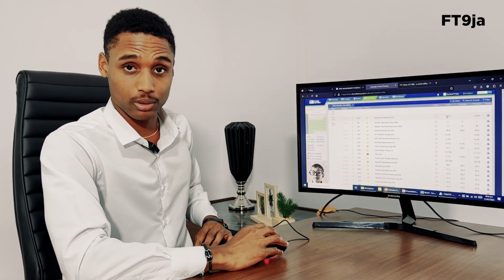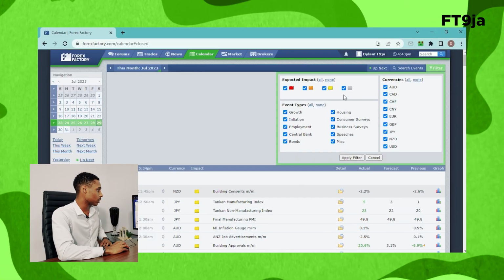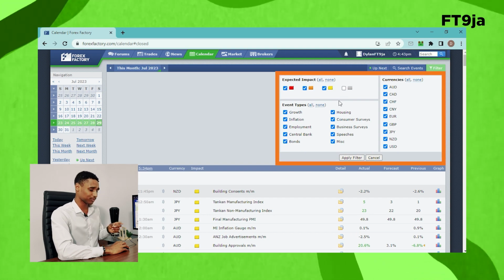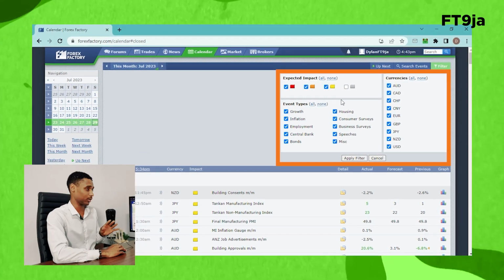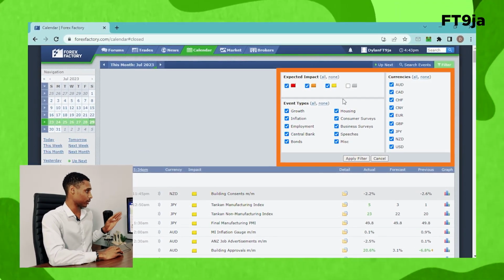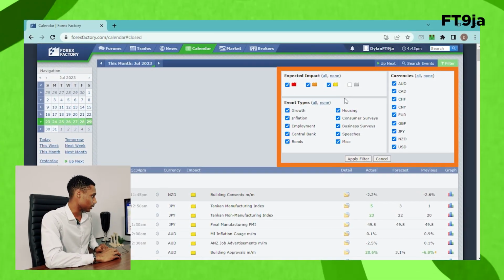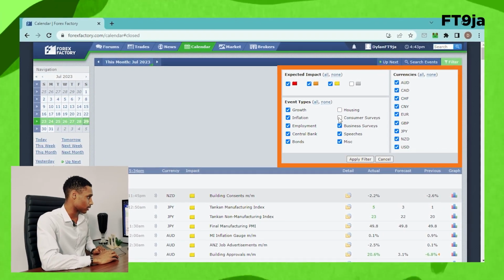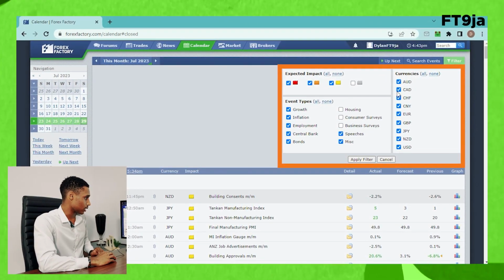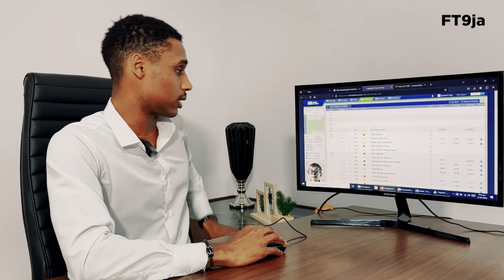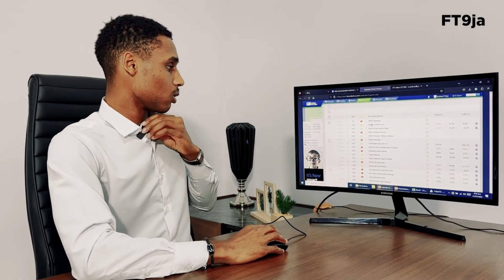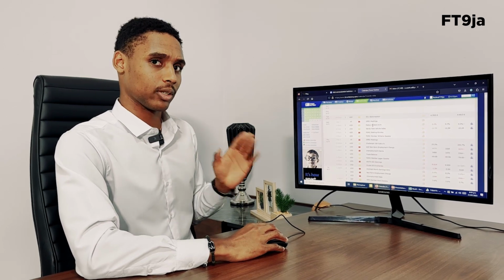We need to filter this. So I'm going to remove this. GDP, inflation, unemployment, interest rates are very important indicators. So probably yellow, orange, and red, we're gonna see. Oh, then we can also remove housing, consumer surveys, business surveys. Yes, leave this one. Remove all these currencies and just leave the pound and the dollar. And we apply filter. Now, what can we see? So hopefully, we're hoping that everything is here.